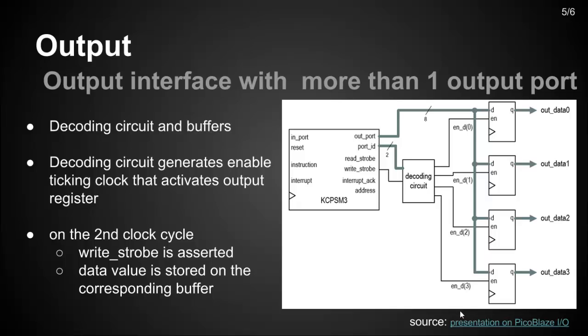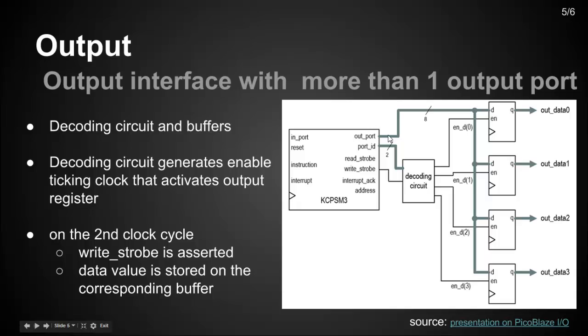So this decoding circuit decodes the port ID and generates an enable tick accordingly to what was decoded. It means that it decides which buffer is going to store the data. These buffers can be distinguished from each other with only the 2 least significant bits. And the enable ticks are going to activate the corresponding output register to retrieve the data from the out port.